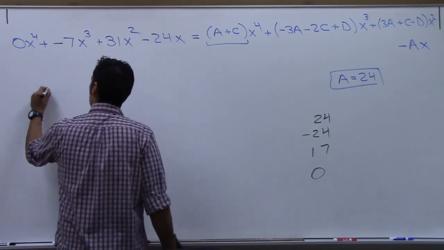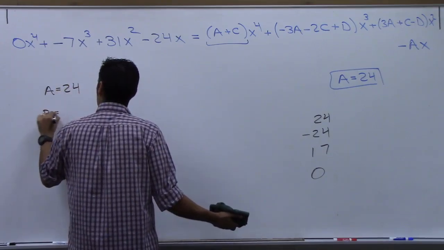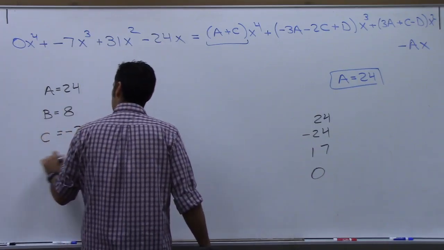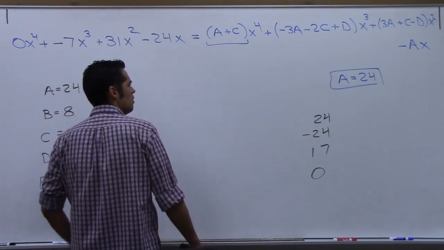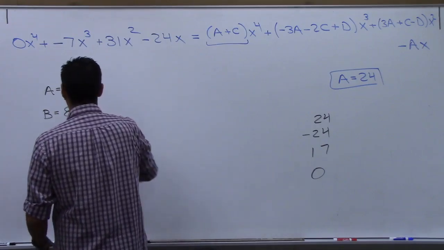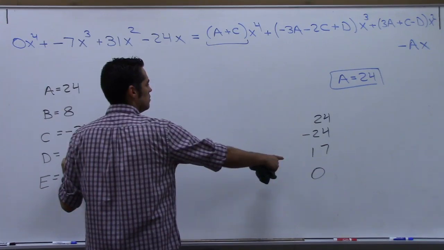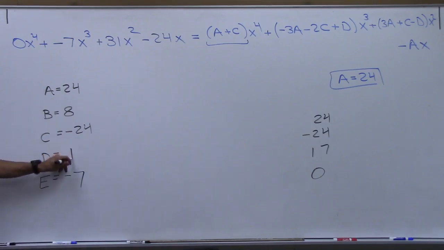All right, so let's see. A is 24. B we had a while ago. What was B? 8. Okay, C was negative 24. D is 17. E is negative 7. We found that a long time ago. D is 17. That was one in the matrix we just got.